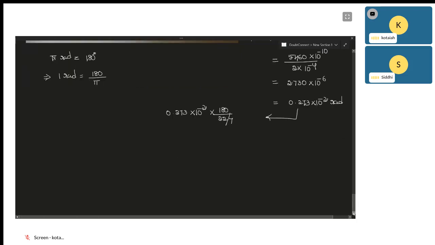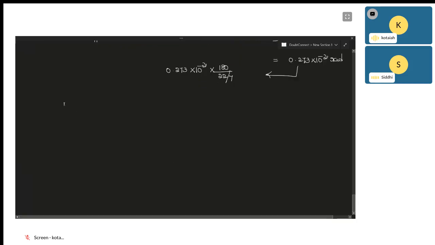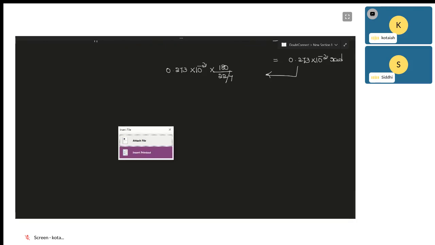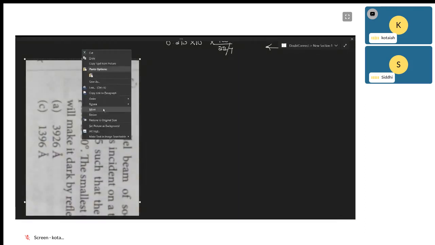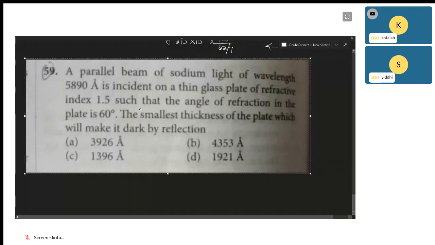Is it clear? If you have any doubts in concepts, I'll explain those also. Okay, let's go. Visible? Yeah.